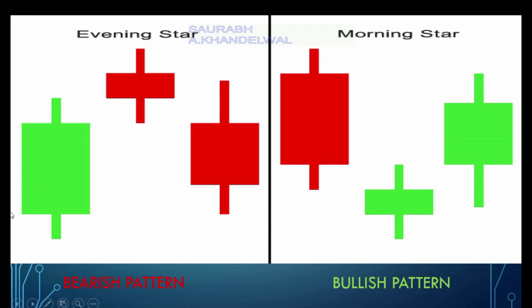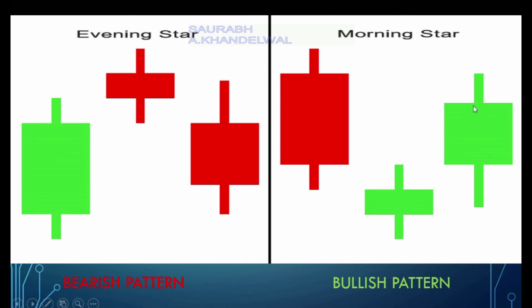So we'll see an evening star after an uptrend. Say there are 4 to 5 green candles showing an uptrend, and then a cross or a small red body appeared. And then on the 3rd day, the price opened down with a gap and started moving downwards and closed below the 50% mark of the first body. This is again important. Closing below the 50% mark of the first body, then it's called an evening star. And the higher this penetration, the higher the probability of its success.